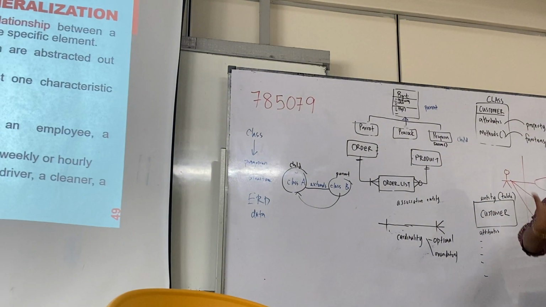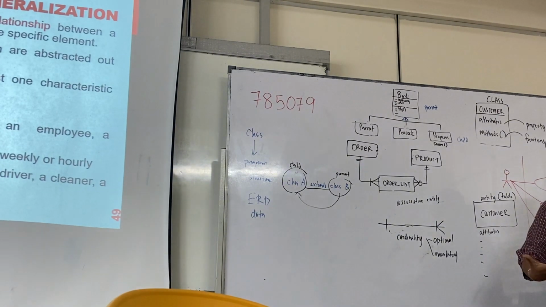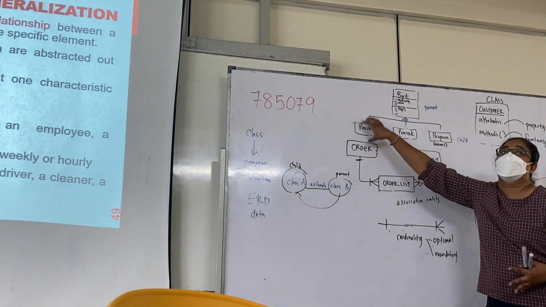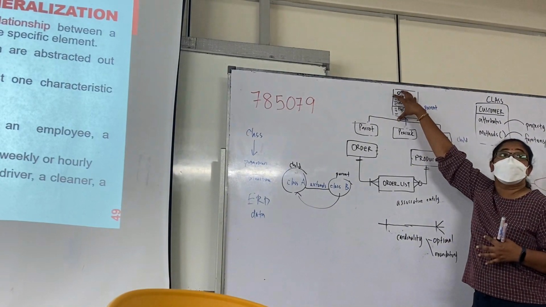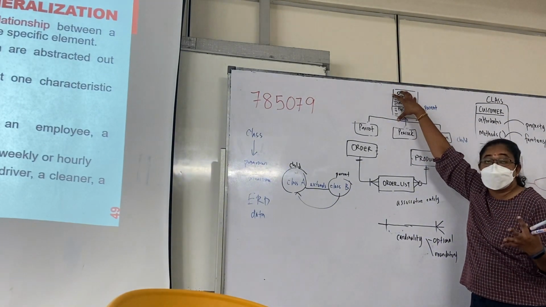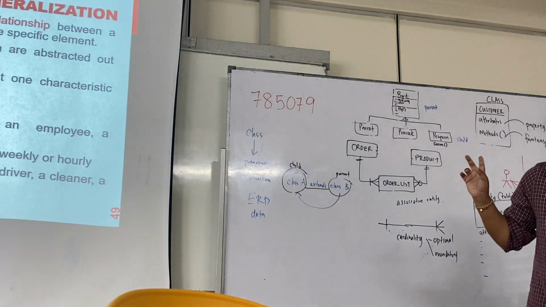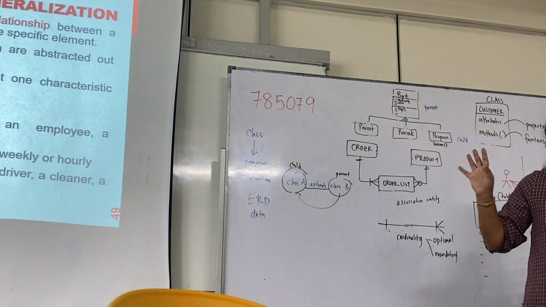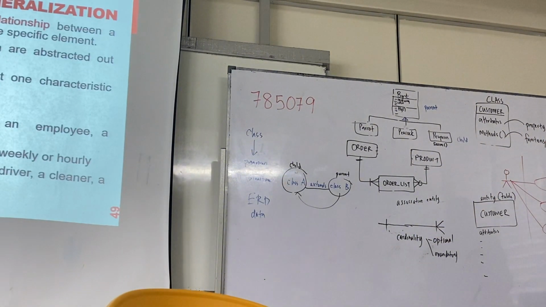So additional features, additional properties, additional functions or operations are put under the child. Only they have them. All the parent properties and parent functions or attributes, all 3 inherit. Clear? You understand this example? Yes. That's how you do your class diagram and you write your program. Okay, continue.